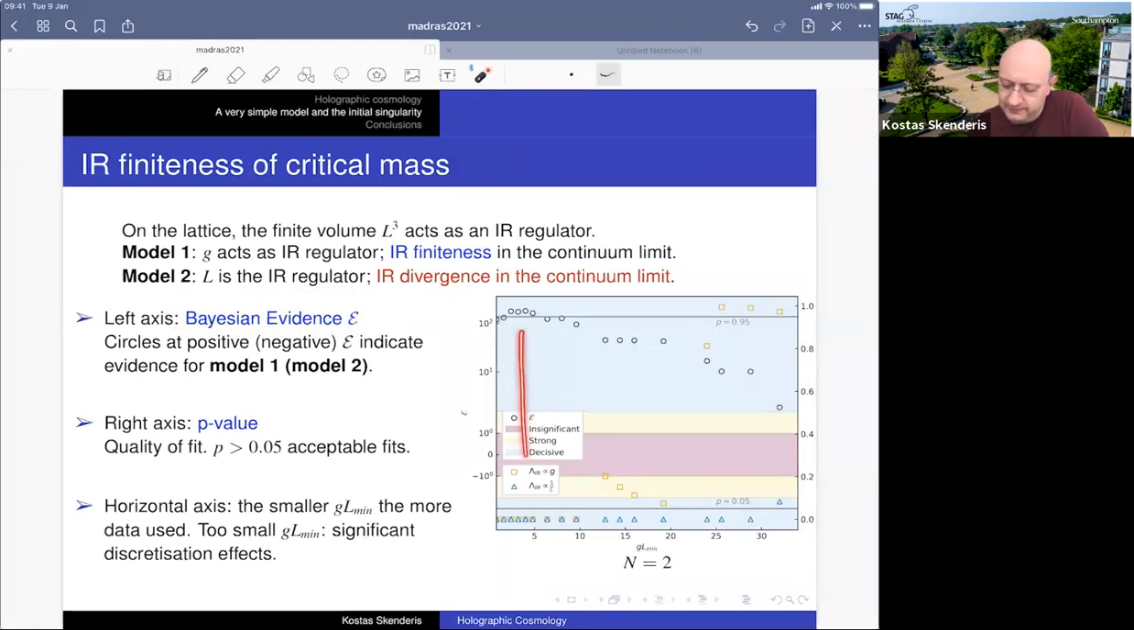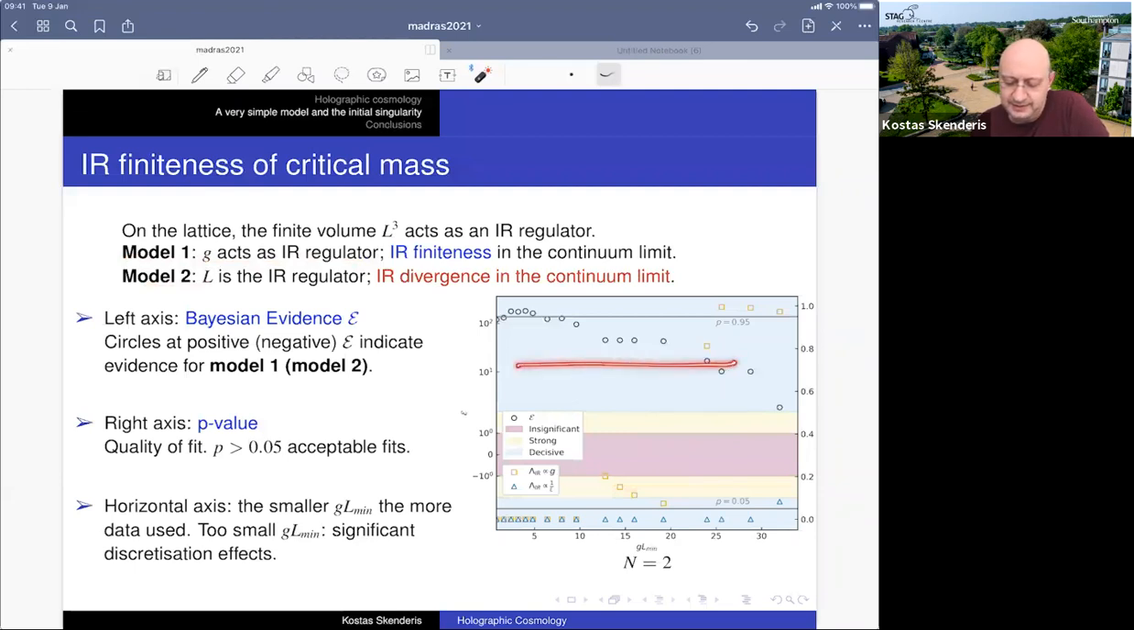And here, this diagram gives the ranges about the significance. In this diagram, you should look only at the circles. The circles are this Bayesian evidence. If the circle lies within this pink region, then one would say that the data do not prefer model 1 or model 2. If it lies in the upper yellow region, you would say there is strong evidence for model 1, namely the one which is infrared finite. If it lies in the bottom yellow region, you would say the data prefer model 2, therefore, in other words, the massless limit doesn't exist.